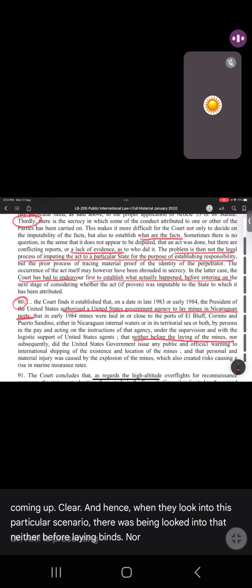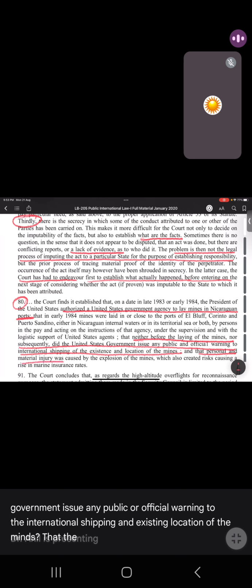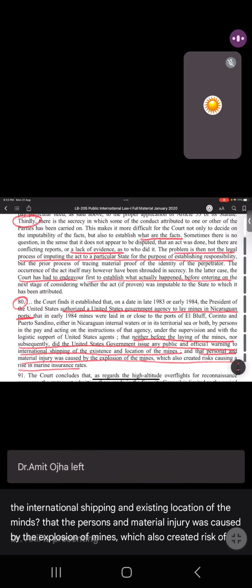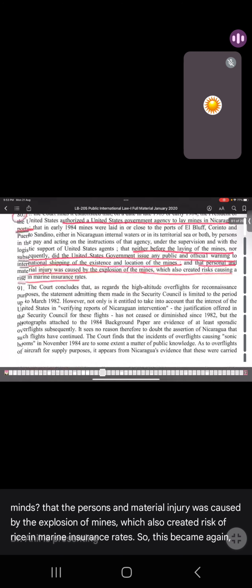nor subsequently did the US government issue any public or official warning to international shipping about the existence and location of the mines, that the personal and material injury was caused by the explosion of mines, which also created a risk of a rise in marine insurance rates. So this became again an understanding of how they were looking into it.